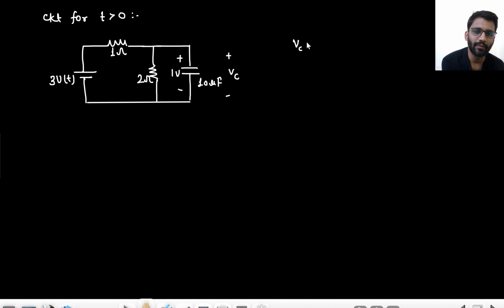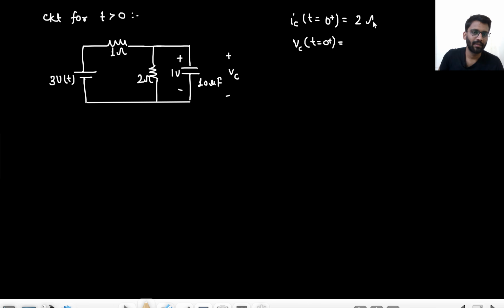So tell me, what is the value of VC at t equals to 0 plus? The same as VC at t equals to 0 minus, because now the current is not 0. What is the value of IC at t equals to 0 plus? Yeah, this would be a good question.